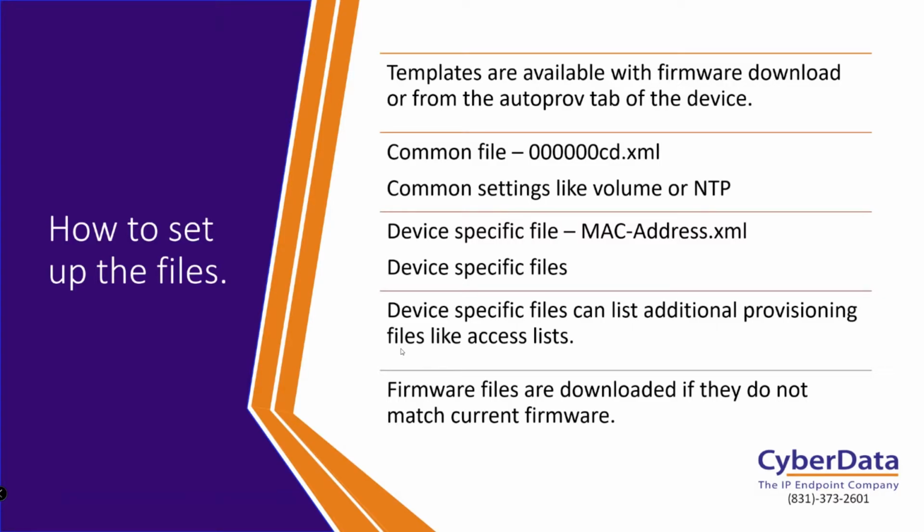If you don't want to go through and download that, the template is also available on the Autoprov tab of the device itself. If you go there, you'll see not only all the different information that you can set up to point the device to the auto provisioning server, you'll get a log of what files it's actually downloaded, and you can hit the download template file button to get the base template that's available.